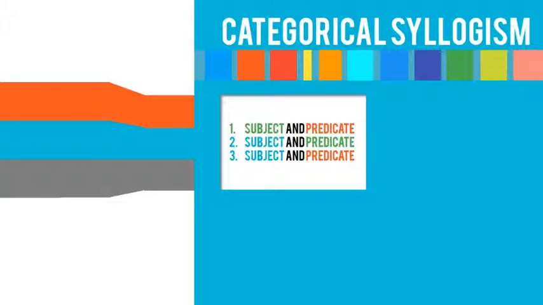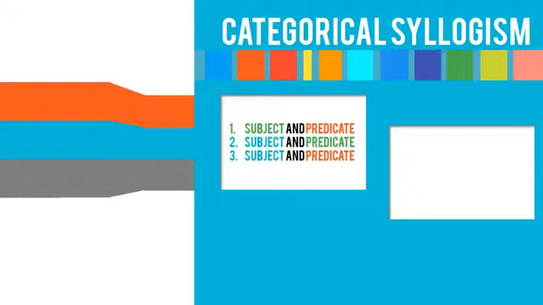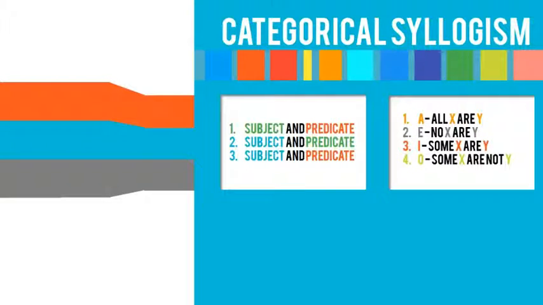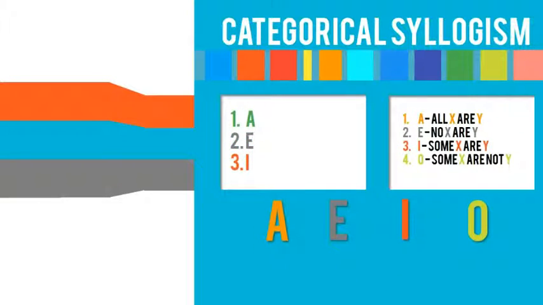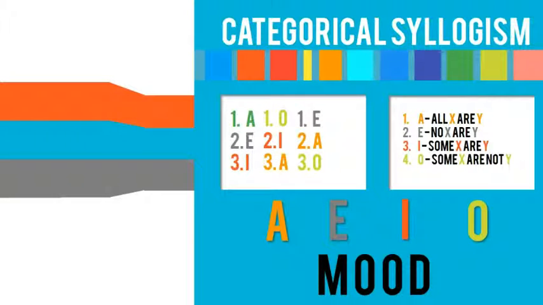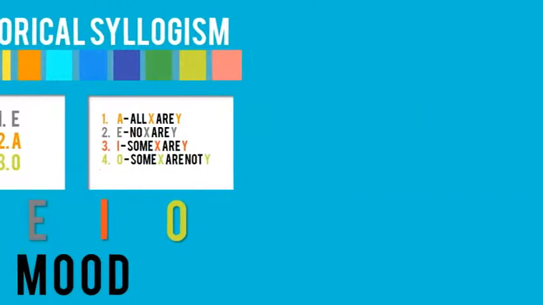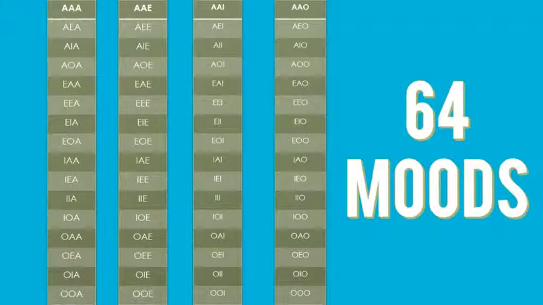Okay, now recall also that each statement has to be one of the four possible types of statements, meaning that each statement has to be an A, an E, an I, or an O type of statement. So if we take those three letters and use them to identify the statements in the argument, we can determine what's called the mood of the argument. And by the mood, we just mean what combination of statement types the categorical syllogism is made out of. Now there's 64 possible moods that you can come up with if you mix and match all the possibilities long enough. Alright, you with me?